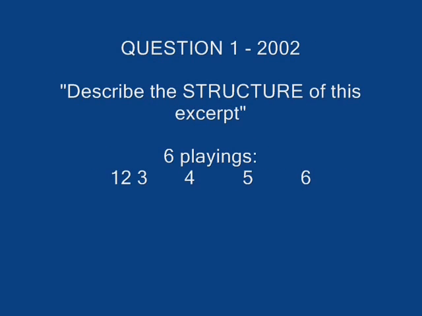Okay, so while this person's going on about all sorts of things, we've got 6 playings. I've drawn them like that so that you can see that the first 3 playings are over really quickly, and then the last 3 you've got big gaps in between.